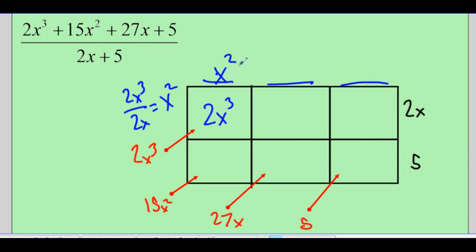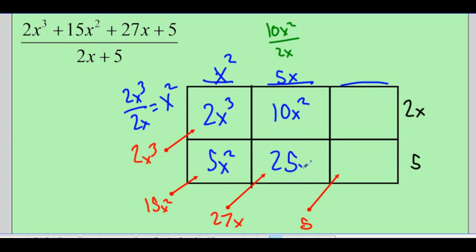So on top here, x squared times 2x has to equal 2x cubed, so it has to be x squared on top. Now that I know that, I could start filling in on the bottom. x squared times 5 is going to be 5x squared. And what's neat is since this is 5x squared and this has to add up to 15x squared, just subtract and you know that this box has to be 10x squared. And if you have 10x squared right here, divided by 2x, I know the trinomial right up here is going to be 5x. And if that's 5x and that's 5, this is 25x. And since it's 27x on this diagonal, this is 2x.